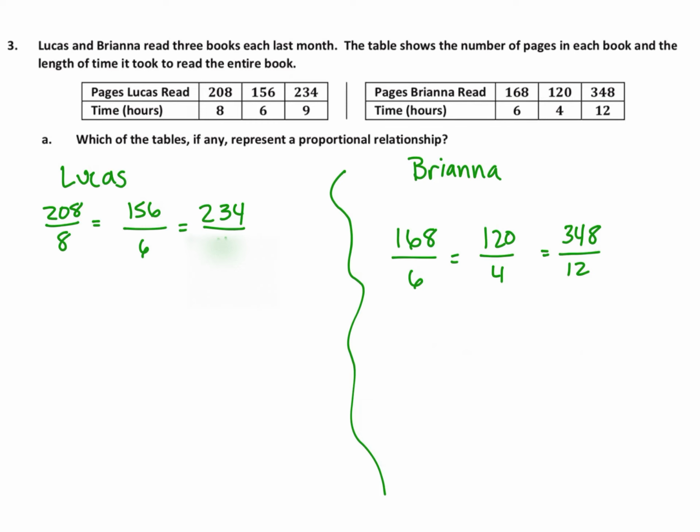Whichever one is equal, or if there is one that's equal, then we're going to say that that person's is proportional. So if Lucas comes out that all 3 of those are equal to one another, we would say his are proportional. But if Brianna's come out for all 3 of them to be equal, we could say hers is proportional. If neither one are, say that. If both are, say it.